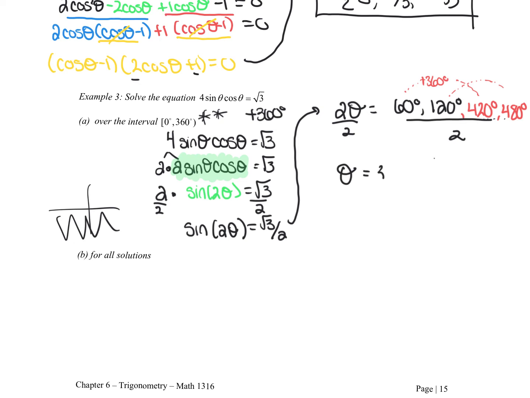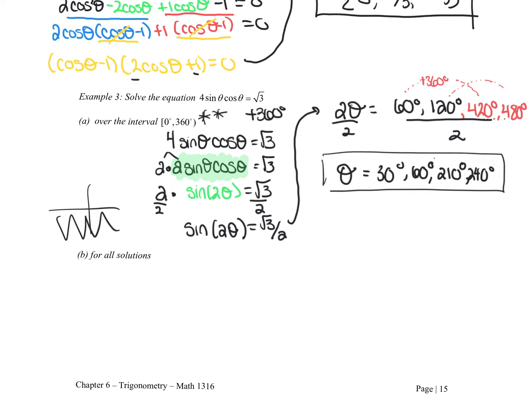So theta equals 30, 60, 210. 420 is outside my interval, but 210 is definitely inside my interval. 480 is outside my interval, but when I divide by 2, I get 240, which is also inside my interval. These are the answers that I want.